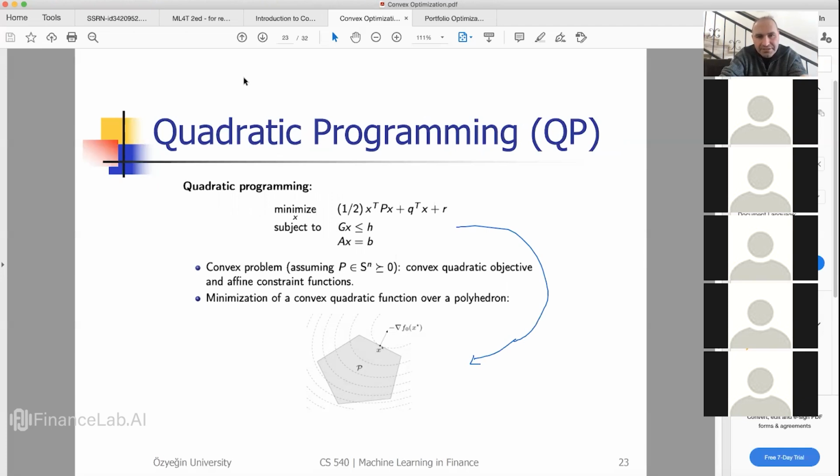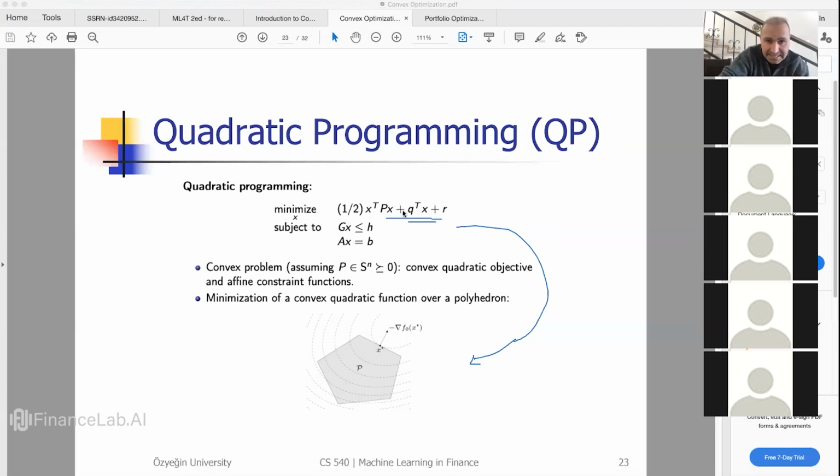So we have the linear equality and linear inequality constraints. But the objective function is not linear. The objective function is quadratic. So in this case, the objective function is 1/2 x transpose Px plus q transpose x plus r. This is the quadratic function that we have seen before.